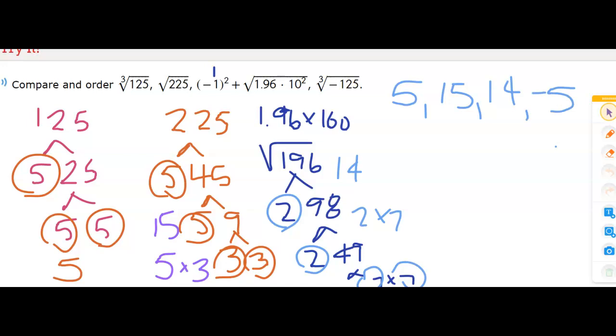Now, it asks us to compare and then order. So from least to greatest, let's do that. From least to greatest would be negative 5, 5, 14, 15. And if we wanted to compare them, we would just add the less than symbols. So I'm going to use a different color and put the symbol right in between each. And that's how you would compare and order them.